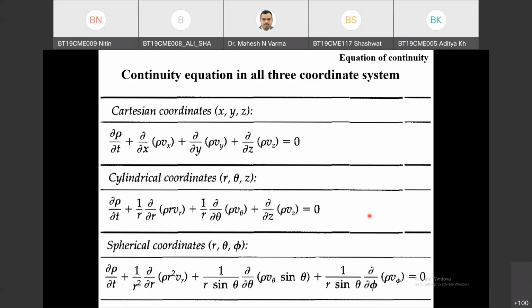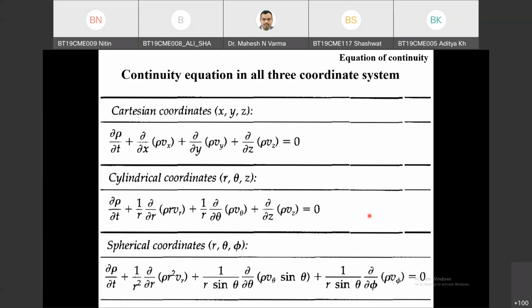Any difficulty in this equation of continuity? Yeah, roll number 10, Aman. Yes, sir. Got it, everything?